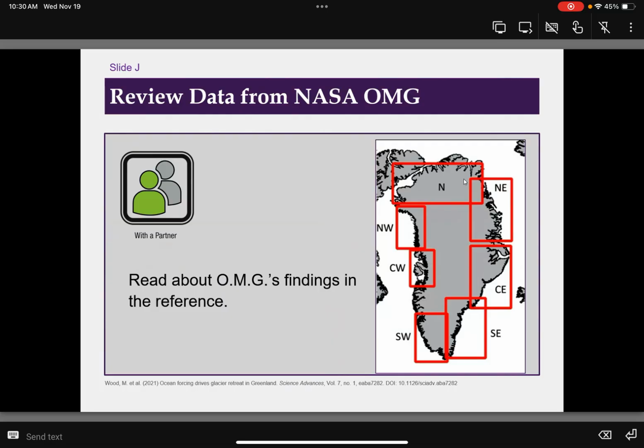So make sure you're thinking about what we are actually talking about in this lesson, which is how the water is affecting the melting process. We've been focusing on the atmosphere. We're shifting that to how the water is affecting the glaciers melting.